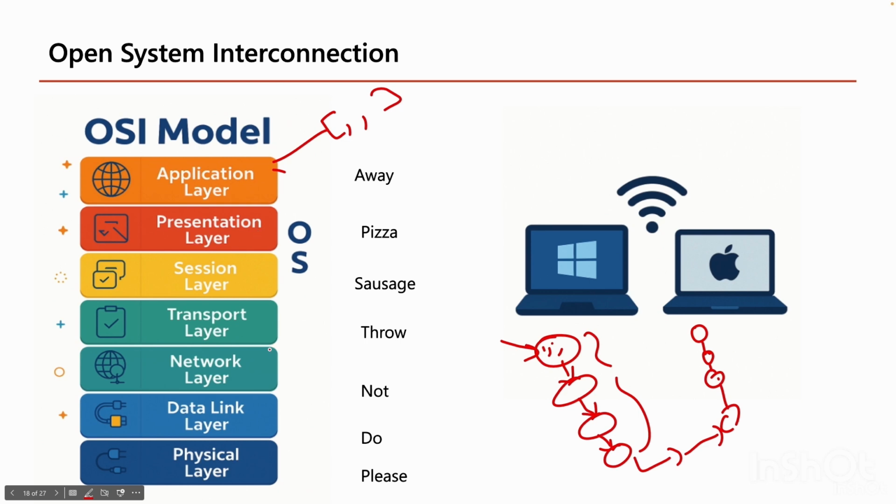Okay, now we have understood what an OSI layer is. Let us go into each layer and understand what they do and how they do it. Before moving on, one easy way to remember the layers of the OSI model is: please do not throw sausage and pizza away. So physical layer, data link layer, network layer, transport layer, session layer, presentation layer, and application layer. Okay, so we shall go into the application layer.